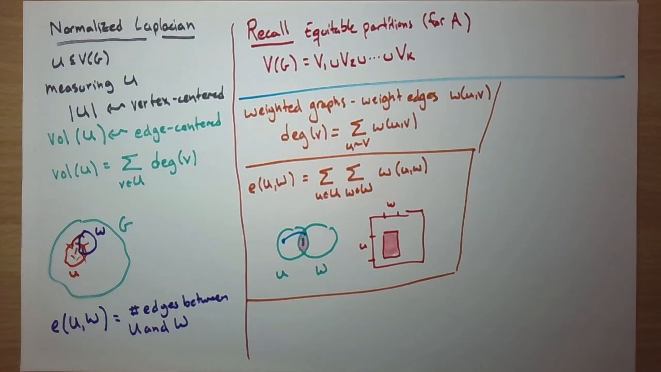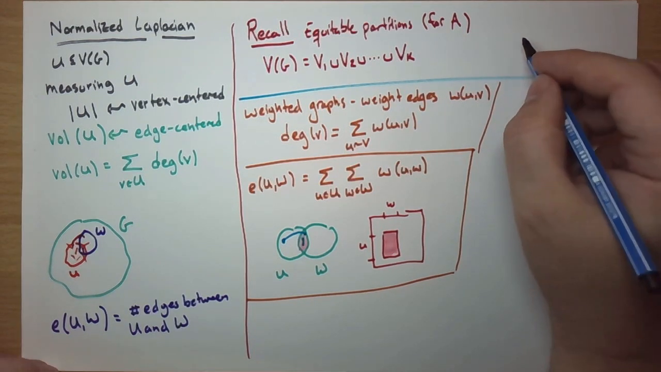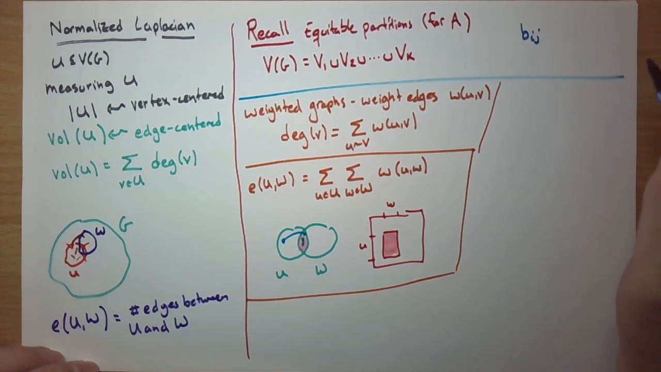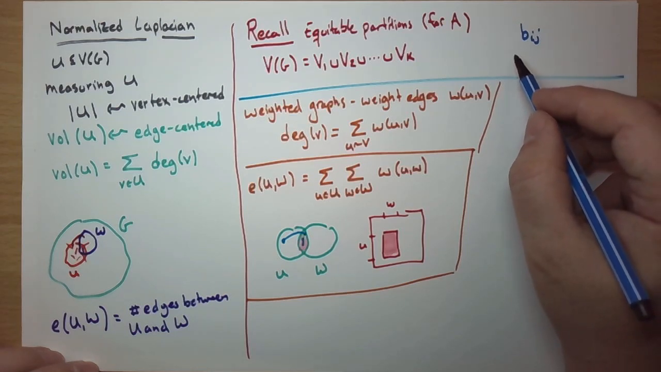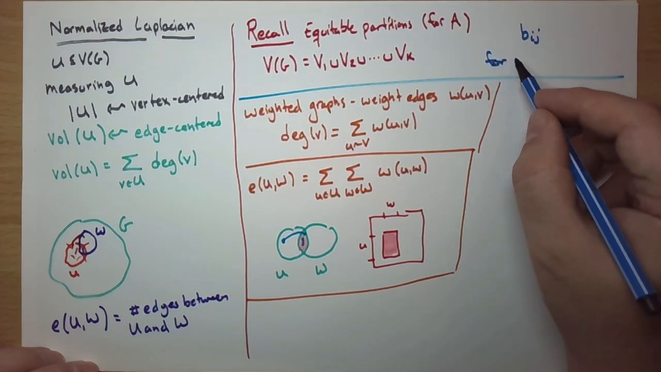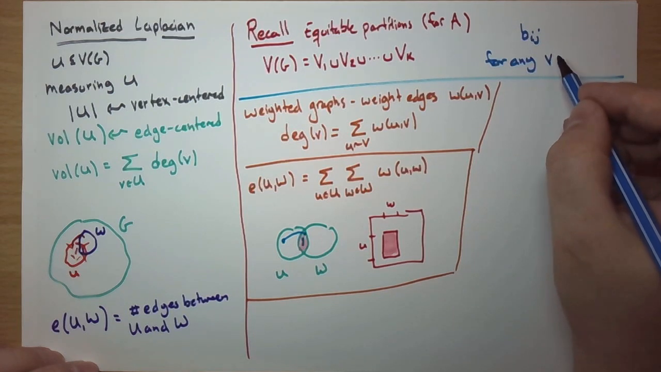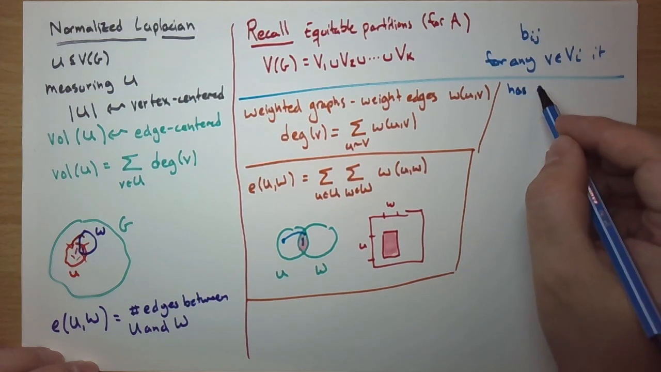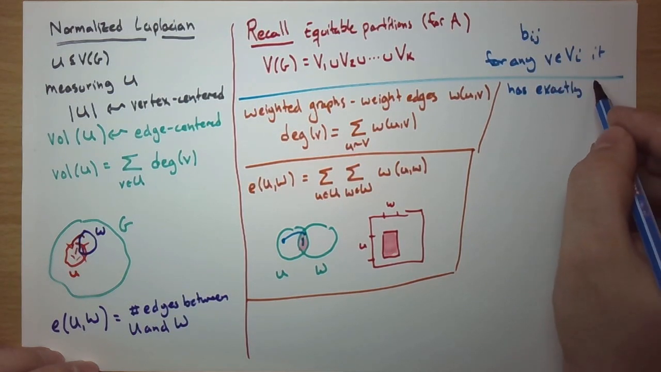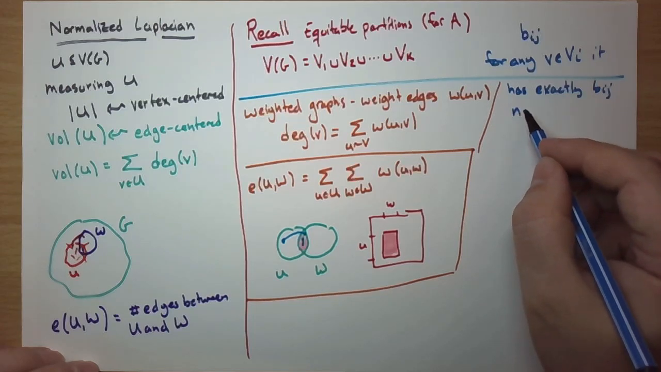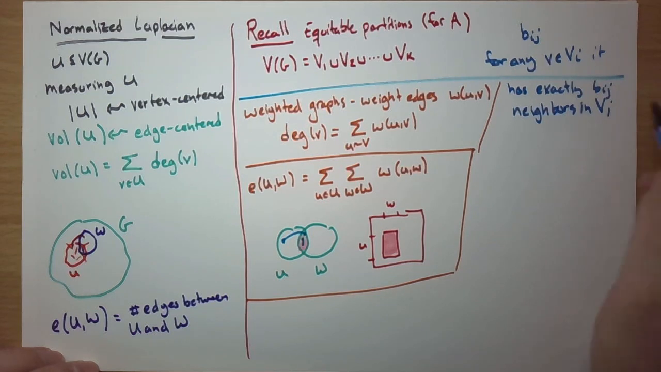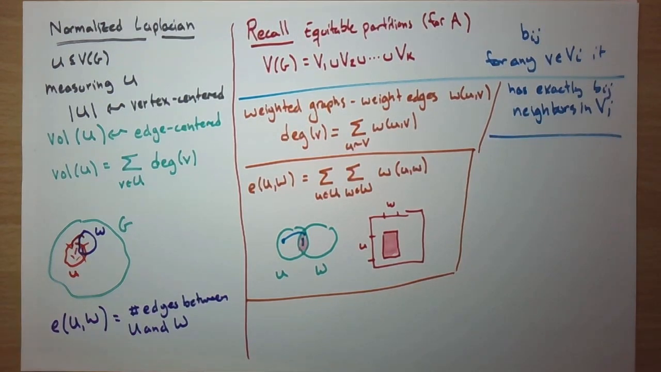So what you can do is we can come up with numbers, and I think we use b, so I'll use b_ij. And what this represents is that if you pick any vertex at all in V_i, it has exactly b_ij neighbors in V_j. So it has the same number of neighbors. All right.